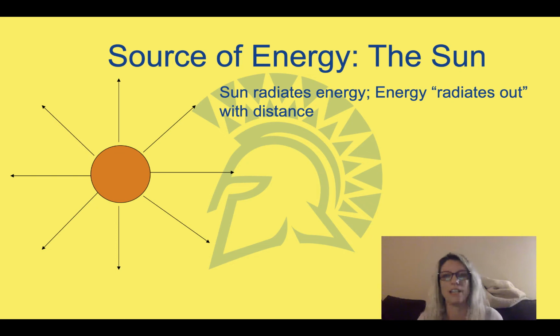The source of energy that each planet receives is mainly from the sun. The sun radiates energy in the form of radiation, and the energy radiates out with distance. So the sun projects the sunlight or radiation out from it. The planet receives that sunlight, and then it has its own amount of radiation that it radiates out as well, because anything that has a temperature associated with it will emit energy, radiation, or heat.